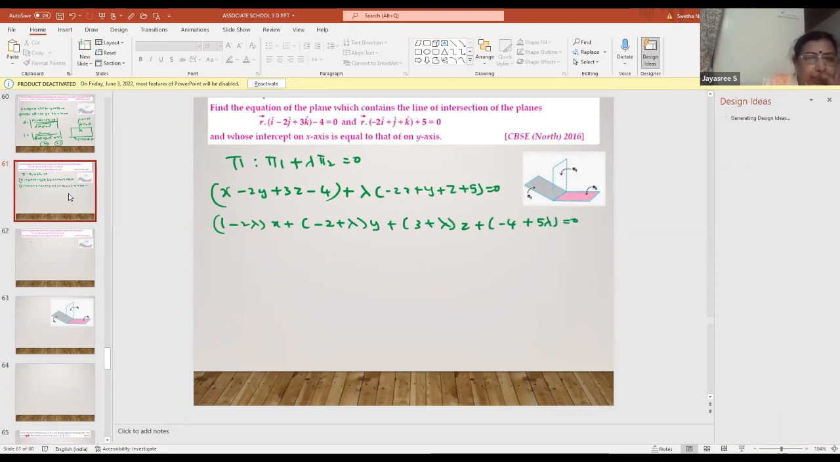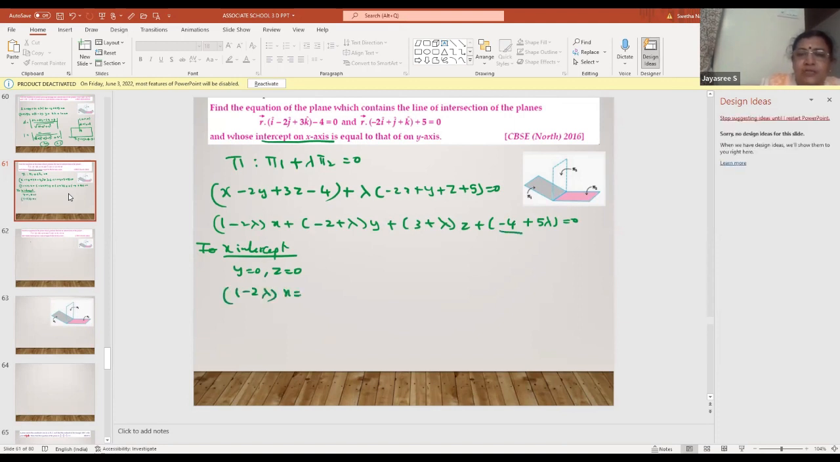Here they are telling the intercept on the x-axis. There are many ways to do it, like dividing by the constant and bringing this down. I prefer the method where I just write x-intercept and underline it. After I underline x-intercept, I make y is 0 and z is 0. And then I write it as (1 minus 2 lambda) into x is equal to, transposing the constant to the right-hand side, 4 minus 5 lambda. So the x-intercept is (4 minus 5 lambda) by (1 minus 2 lambda).